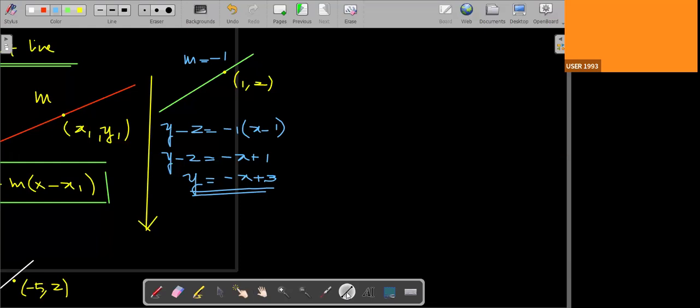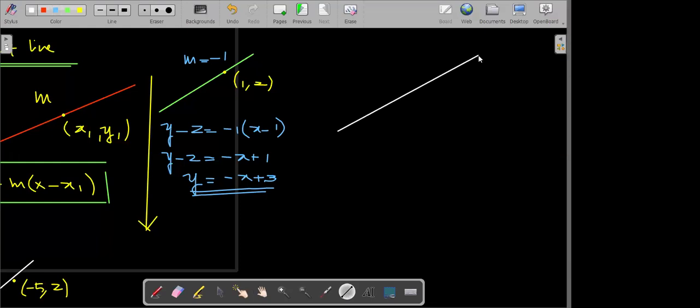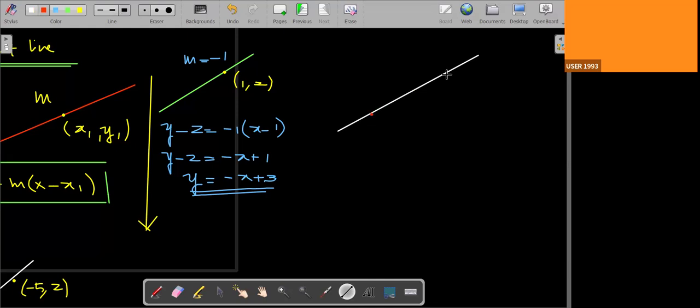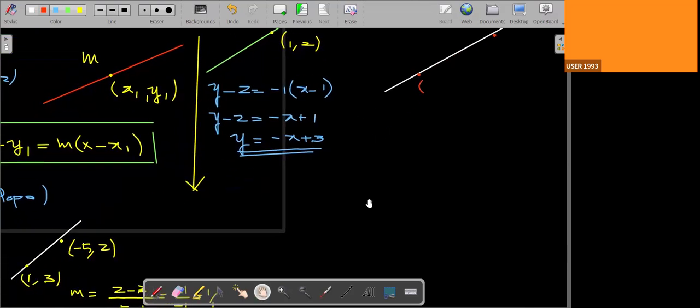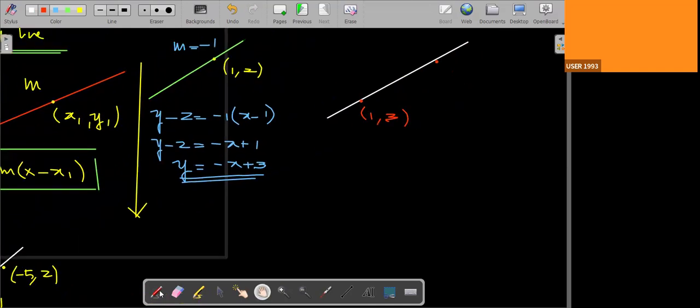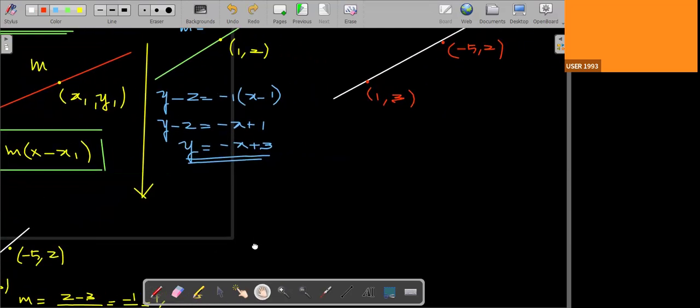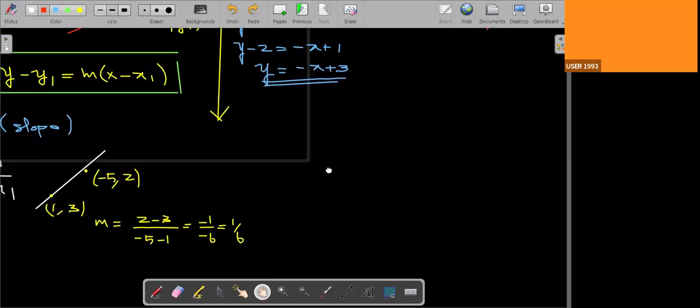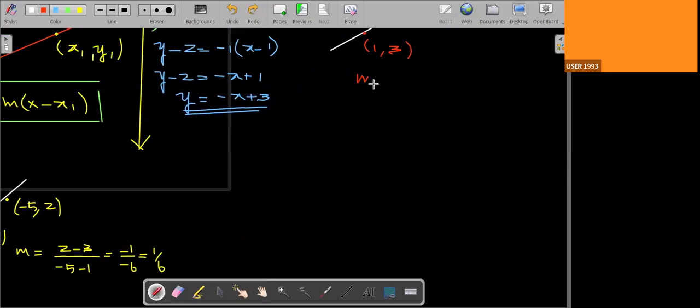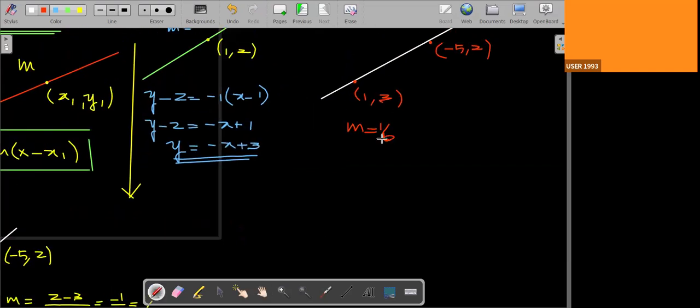Right? What if they give us two coordinates? Say, I'll just still choose this one, 1, 3, and minus 5, 2. Look at this one. To apply this equation, you must know the gradient first. So you know how to find the gradient, which we already found. That must be the first step, which is 1 over 6. You must find the gradient first, 1 over 6.